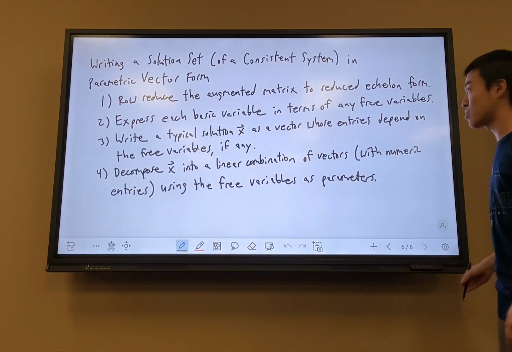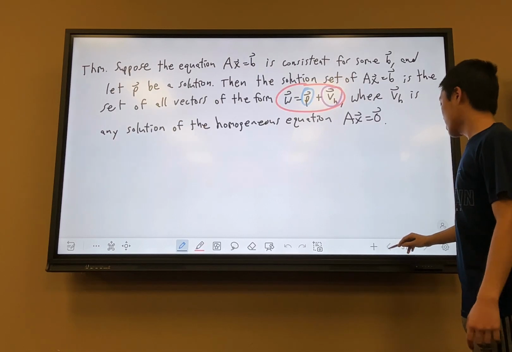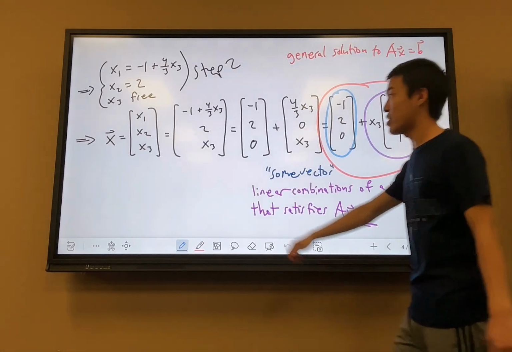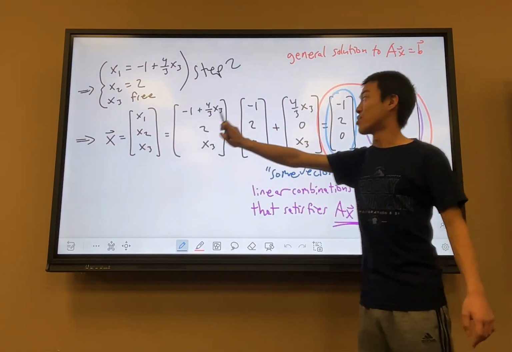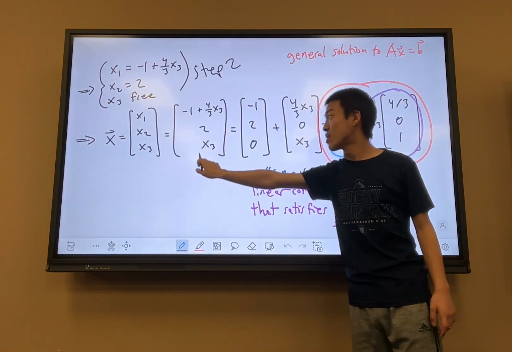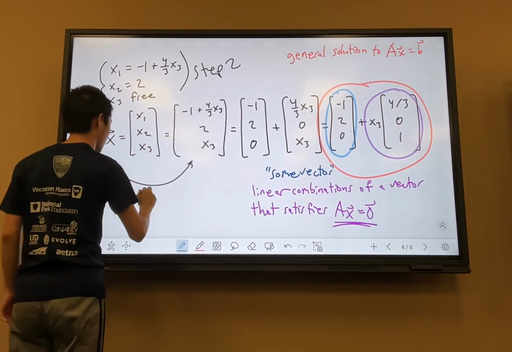Okay, that's step 2. Three, we want to write a typical solution x as a vector whose entries depend on the free variables, if there are any. We do have one, so we'll expect that. So write it as a vector x. And so here's my vector x in terms of its entries, in terms of the free variable. So now it's written in terms of the free variable. This, from there to there, is step 3.